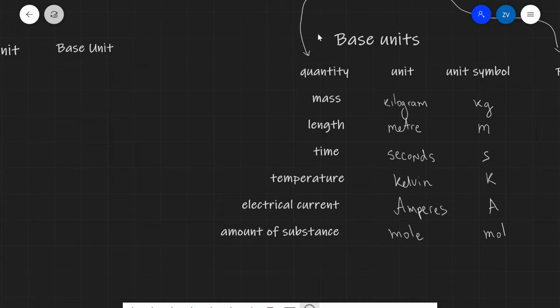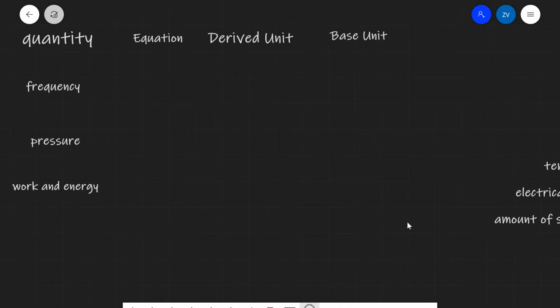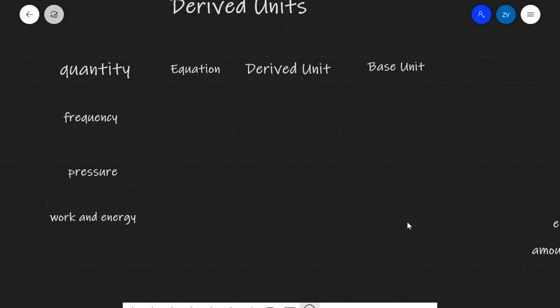They're known as the base units. So the kilogram, the meter, the second, the Kelvin, the amp, and the mole are the base units that we are going to be looking at. They're essentially like the building blocks, like the Lego building blocks of all the other units. If a unit is not a base unit, it is known as a derived unit.